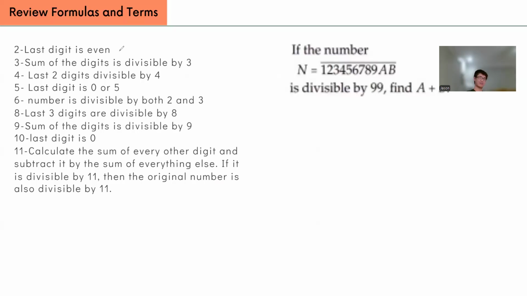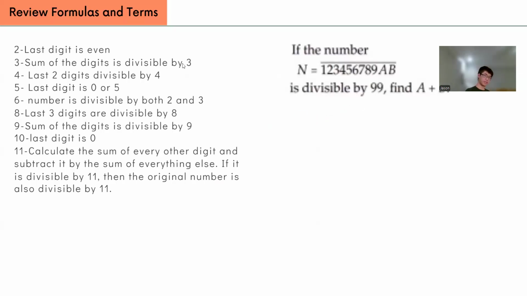To check if something is divisible by 2, you just need to see if the last digit is even. For 3, you sum up all the digits and you see if it's divisible by 3. So if I had 111 and I was like, is this divisible by 3? 1 plus 1 plus 1 is 3, which is divisible by 3. So 111 is divisible by 3.